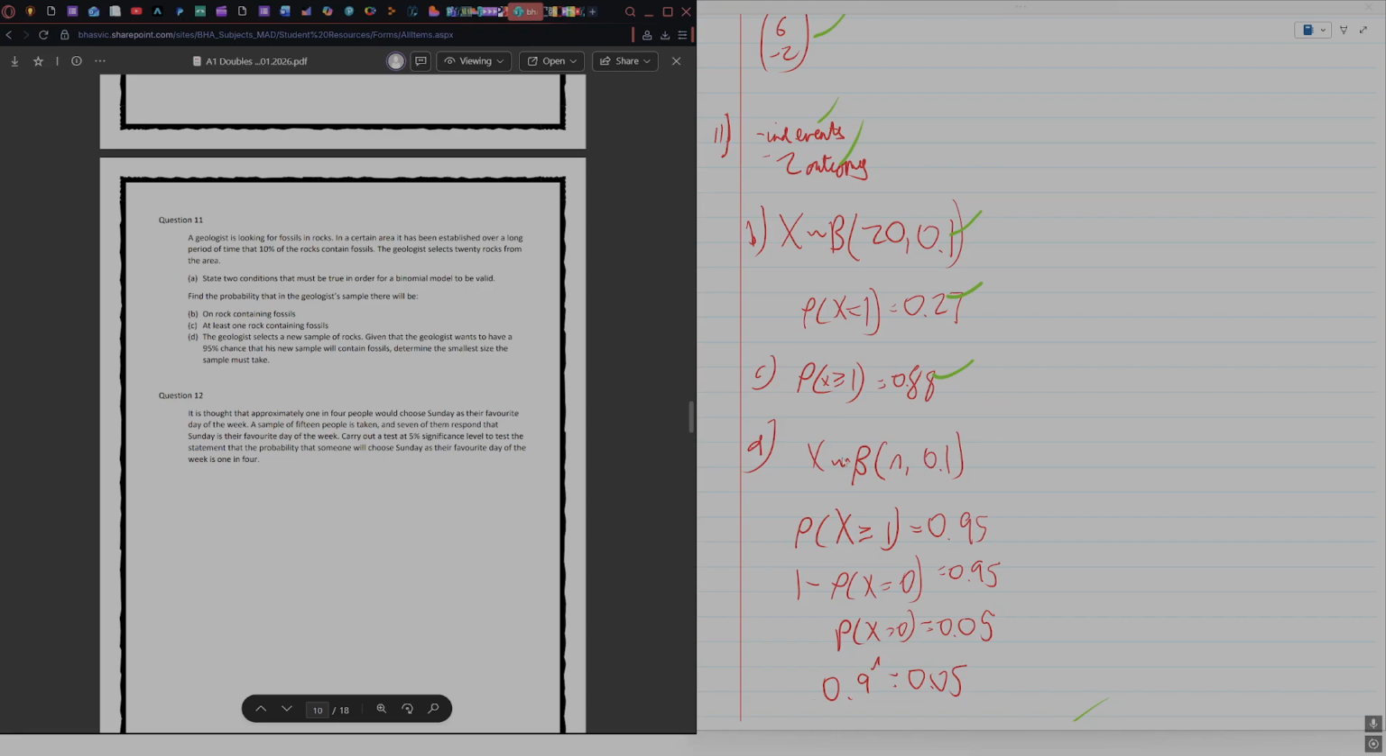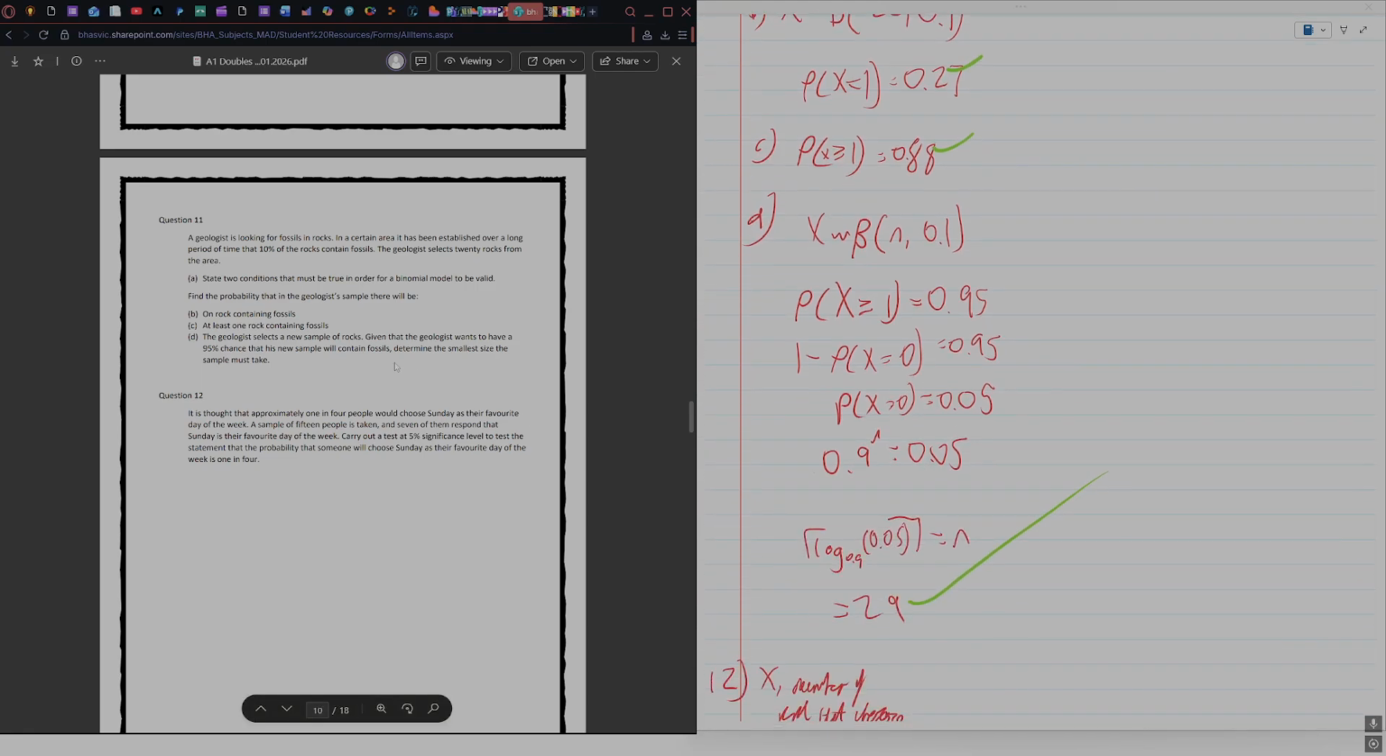Then for this one, it's asking you to set up a new distribution because we have an unknown number of trials. It says there's a 5% chance that his new sample will contain fossils, which just means it will be 1 or more fossils. So we're just finding the probability that this random variable is greater than or equal to 1, which would be very hard to do without a calculator, and we can't do it with the calculator since we have a variable as one of the parameters for the distribution. So you just do 1 minus the probability that X is 0, and that makes it a lot easier.